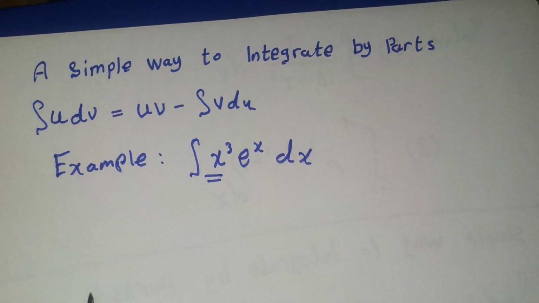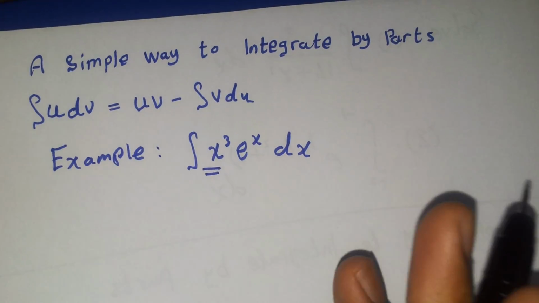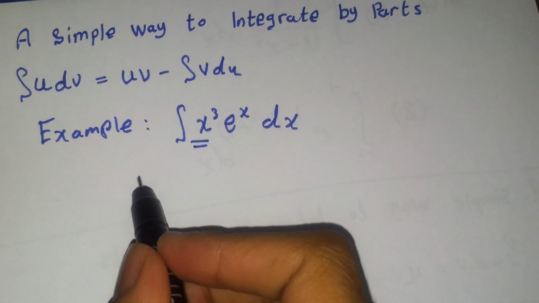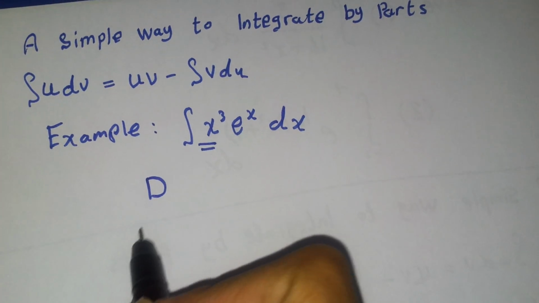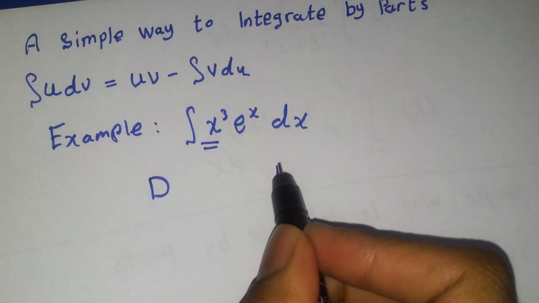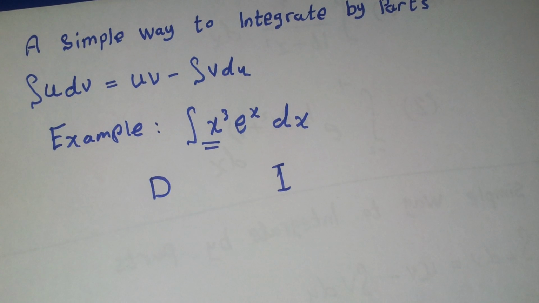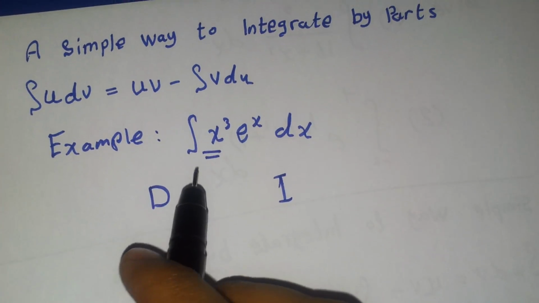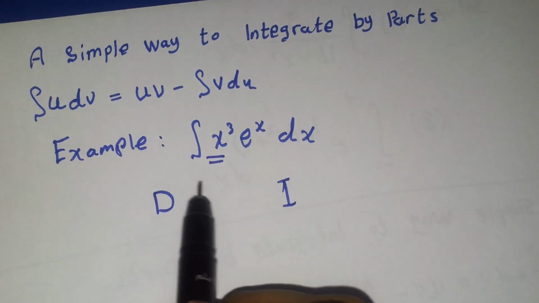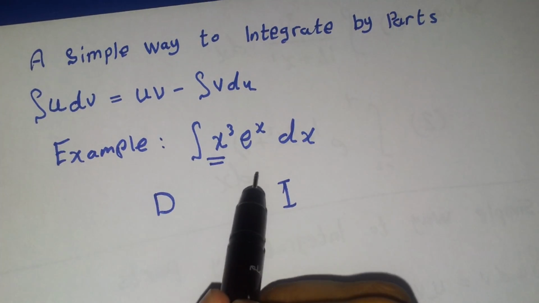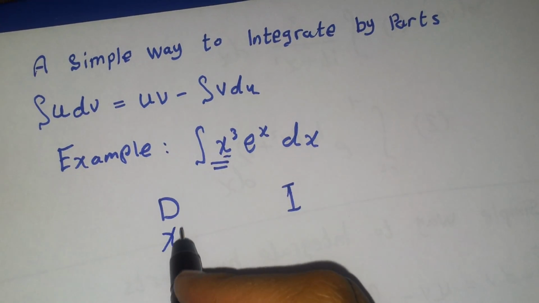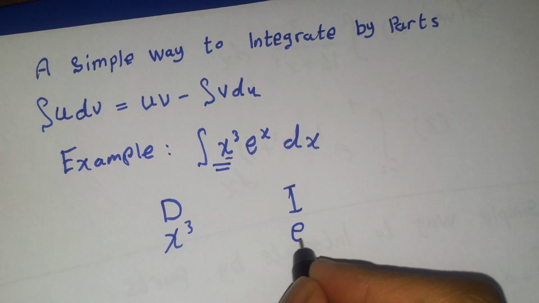So another easy way, some of you call it tic-tac-toe or any other name you want to call it, is as follows. You are going to have two columns. The first column we'll call D, which is the derivative column. The other column we're going to call I, which is the integral column. Now you have to take care while choosing what you're going to differentiate and what you're going to integrate. As you can see, I'm going to choose x cubed to differentiate and e^x to integrate.